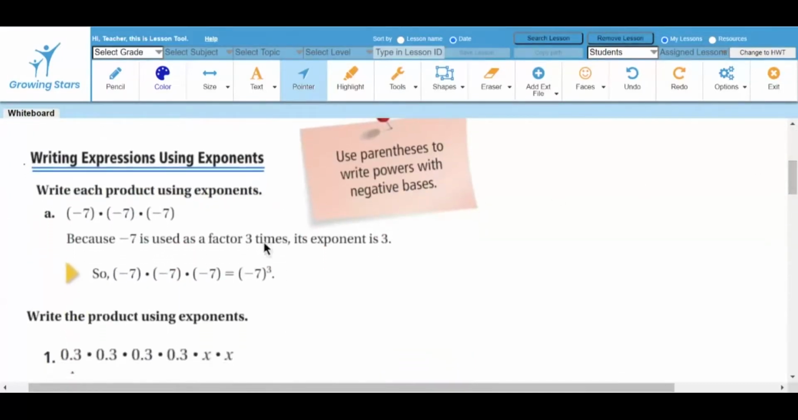Let us look at how to write expressions using exponents. Here you can see -7 is multiplied 3 times, so the exponent will be 3. So you will be writing it as (-7) raised to 3. Remember, use parentheses to write powers with negative bases.